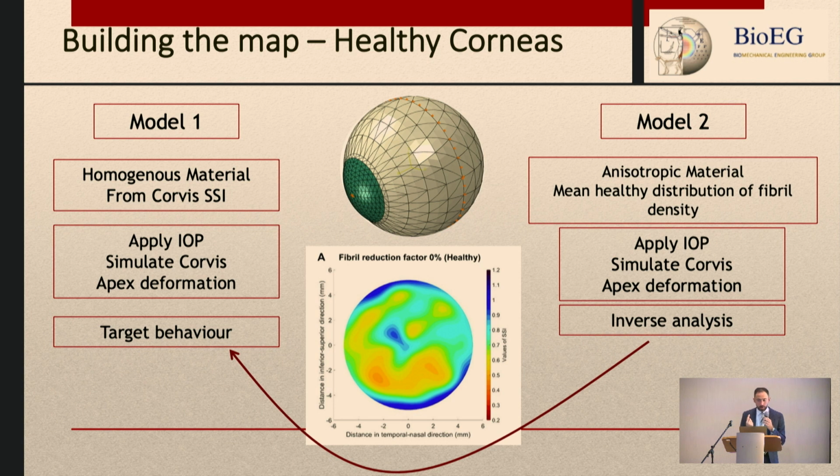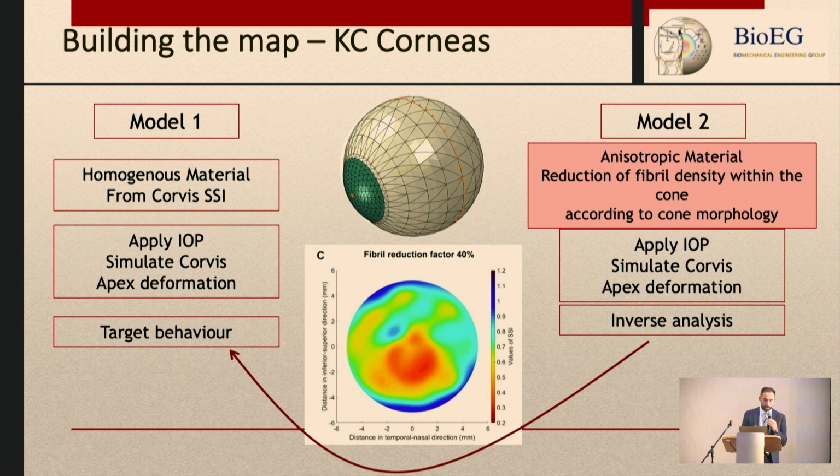Then if you have that, you can create a model for a healthy eye, which is easy because you have pretty much everything: X-ray, morphology, and so on. And then you have a model that is more complex, in which you use the morphology to estimate how much the fibrils were reduced in the area of the cone. So then you have two ways to have a stress-strain map based on tomography and the one-line measurement of the Corvis. I hope I made it simple, because it's not simple at all.